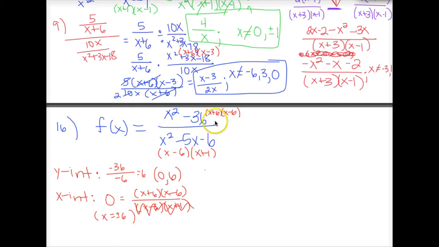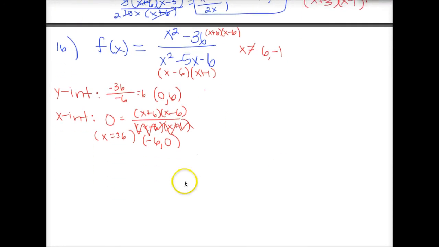Now, if you look at your original restrictions, x is not allowed to equal 6 or negative 1. So that means I have to toss out the positive 6, which means the only actual x-intercept is at negative 6. So (negative 6, 0) is the only x-intercept. Again, we had to toss out the other one because it's one of our restrictions. It doesn't make sense. So the next thing I want to do is identify asymptotes.